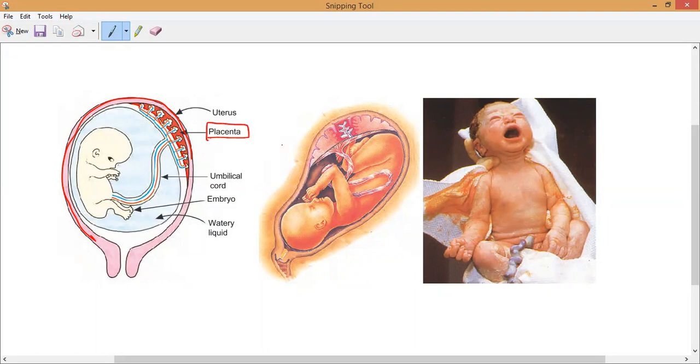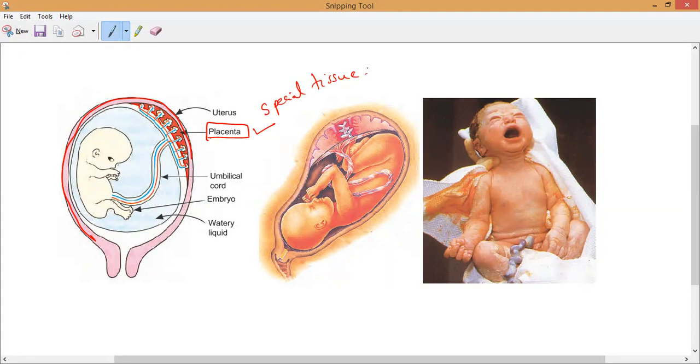Placenta. So what do you mean by placenta? Once implantation takes place, once the embryo comes and embeds itself in the walls of the uterus, a special tissue develops between the uterus wall and the embryo. That is what we call, what do we call it, guys? Placenta. Understand? This is a special, disc-like tissue.